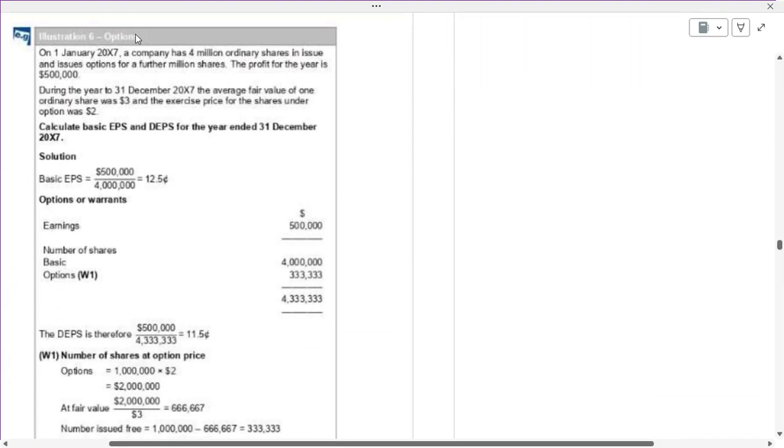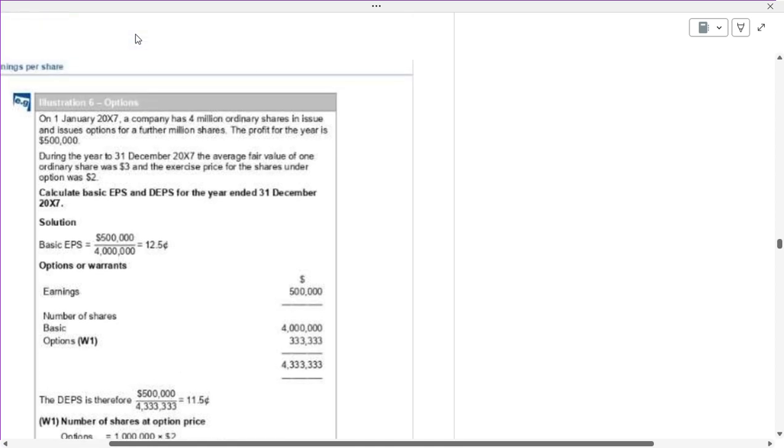Now they have mentioned, first go through it. On January 1st a company has 4 million shares. They have the option to issue a further 1 million shares. The profit is 500,000. During the year the average fair value is 3. They gave you the fair value, and they will give you the exercise price also. It is 2.